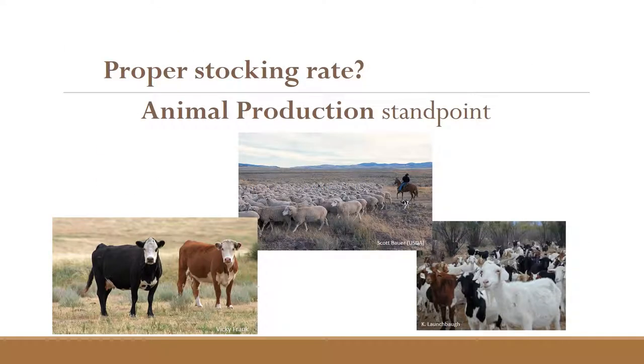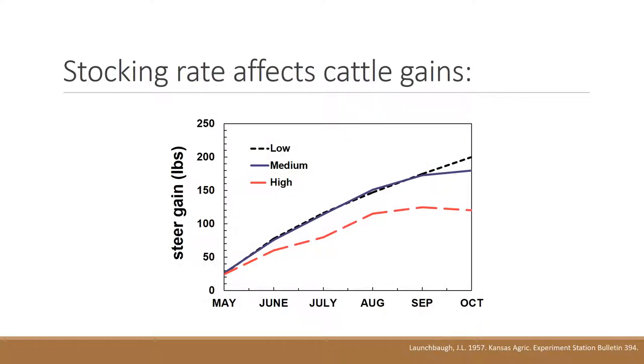Let's change our attention now to animals. What is the proper stocking rate from an animal production standpoint? Here's a study that was done by John Launchbaugh in 1957. It's kind of interesting to think that I was able to marry the son of a very famous grazing scientist. So Dr. Launchbaugh and I had a lot of early discussions about grazing. And in fact, till the day he died, we talked about studies such as this one. This is a really instrumental study in helping people understand how grazing stocking rates affect animal gain.